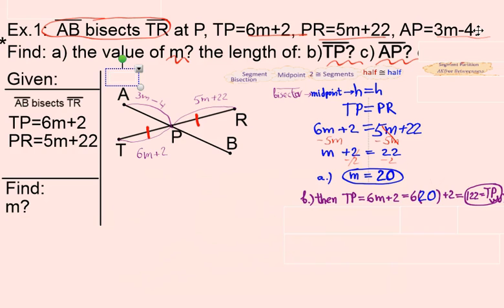Well, let's work with it. If AP is 3m minus 4, and we found the value of m from the relationships on segment TR, we now can use that information. So we will state the fact and complete it with the substitution and verify the work with the calculator to confirm that 56 is the number of units that stands for the length of AP.